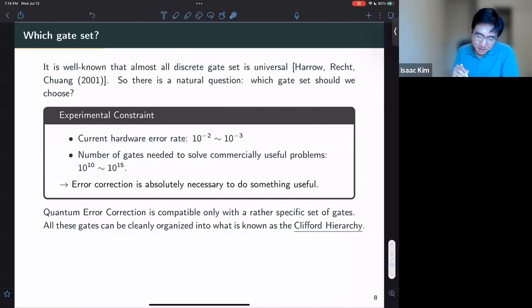And as soon as you accept that to do something useful with quantum computing, you need quantum error correction, then you're forced to use a very specific gate set. This is because quantum error correction is compatible only with a very specific gate set. And this gate set is very cleanly organized into a framework called the Clifford Hierarchy. So that's what we're going to learn about.